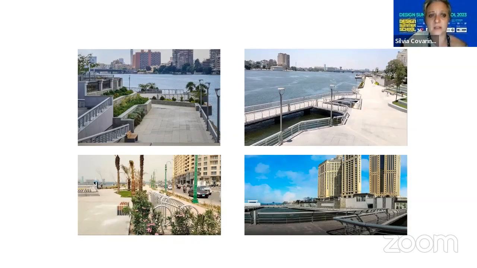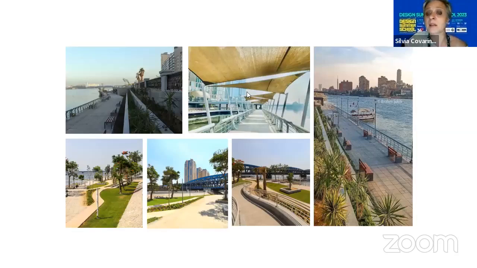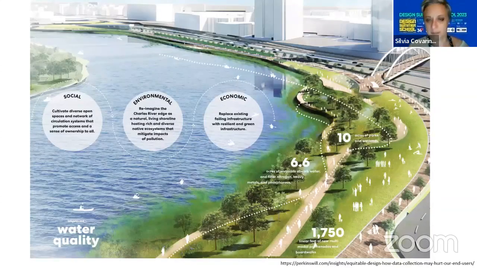Nothing is perfect. There are also some interesting elements in the Nile Corniche, such as the shading element as part of the design. This is not design with the water. This is design beside the water, shaping design close to the water element. I mentioned before the social, the environmental, and the economic impact. These three elements together will generate a sustainable design.